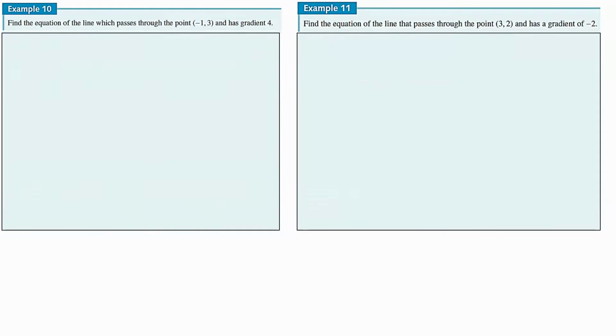Okay, here we go. Find the equation of the line which passes through the point -1, 3. So now I've got a point. That means when x is -1, y is equal to 3. That's your x coordinate, that's your y coordinate. That's what they've given me. And then they also gave me a gradient of 4, so m equals 4.